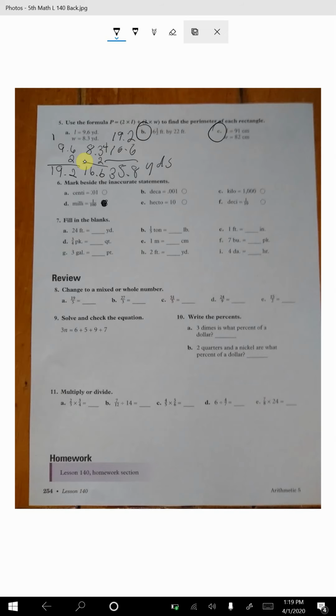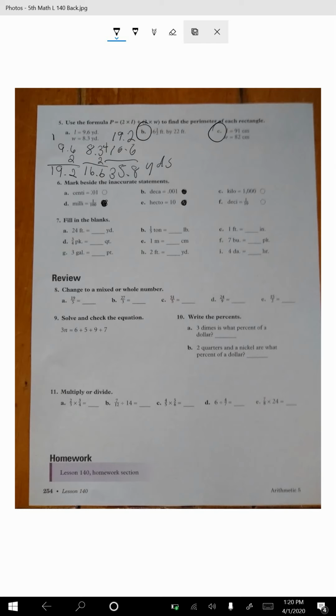Okay. Deca. Is deca 1/1000th? No, deca means 10. 10 whole. Hecto. Does hecto mean 10? Nope. Means 100. Kilo. 1,000? Yeah, that's correct. Deci. Does deci mean 1/10? Sure does. Alright, so only those 3 blanks. Alright, let's fill in the blanks.